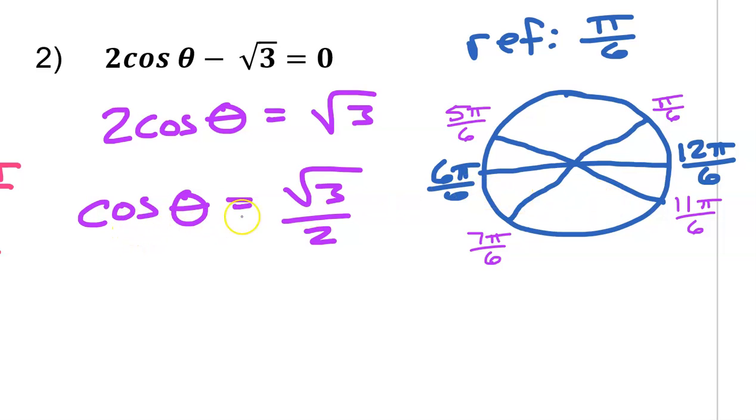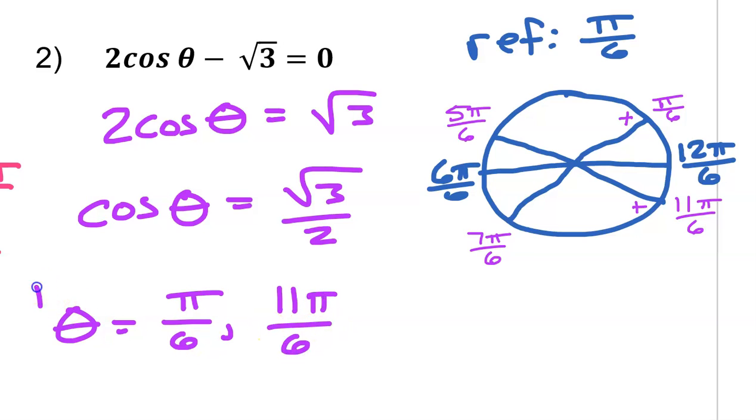We want cosine to be positive. This is a positive radical 3 over 2. Cosine is positive in the first quadrant and in the fourth quadrant. Okay, cosine is an x value, so it's positive on the right-hand side of the circle. So that's why the two answers will be pi over 6 and 11 pi over 6. So theta will equal pi over 6 or 11 pi over 6.